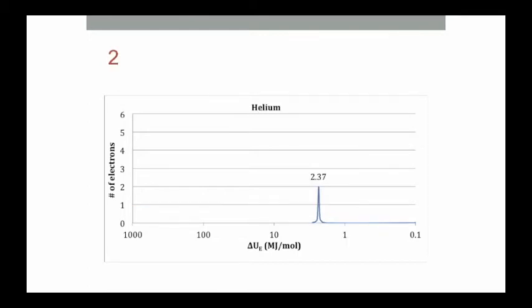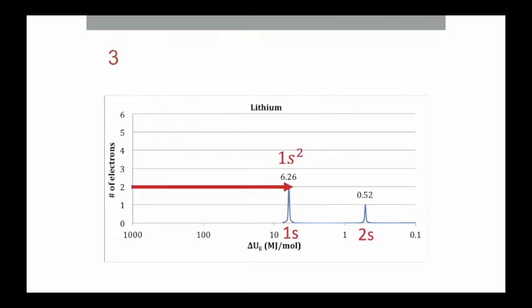Now let's take a look at a helium atom. We have one peak and it represents the 1s orbital. And when we look at our y-axis, we can see that we have 2 electrons. The electron configuration for helium is 1s2, and this is what we see reflected in the spectrum. We've already taken a look at lithium. We have 2 electrons in the 1s orbital and 1 electron in the 2s orbital.